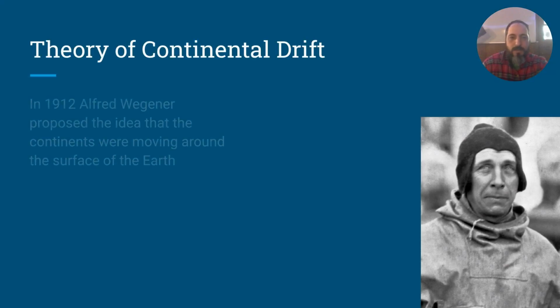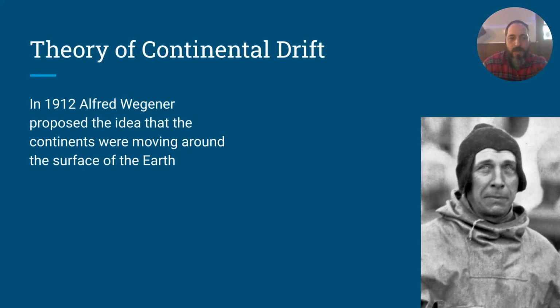All right, so the theory of continental drift was proposed by this guy right here, Alfred Wegener, back in 1912, and he was one of the first people that thought that maybe our continents were not sitting in the same place all the time. So we call this theory continental drift.